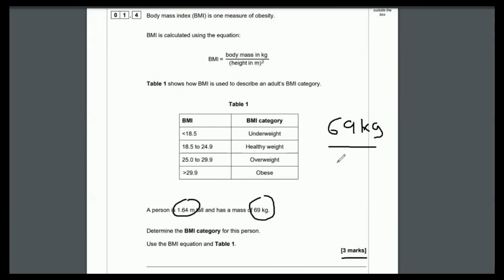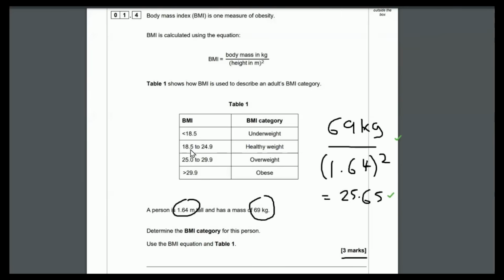So we want to do the kilograms over their height squared. So 69 kg over 1.64 squared. Remember to bracket the 1.64 squared. You should really put the squares inside the brackets. And then when you get your answer, look it up in the table and see which range it falls in between. So if you bust that into your calculator, you should get something like 25.65, something along those lines, and you will have scored 2 marks for that.